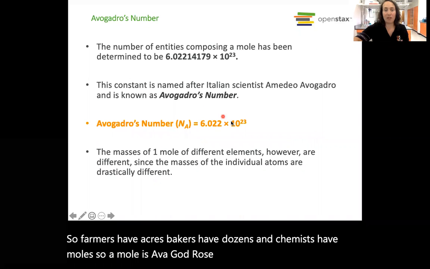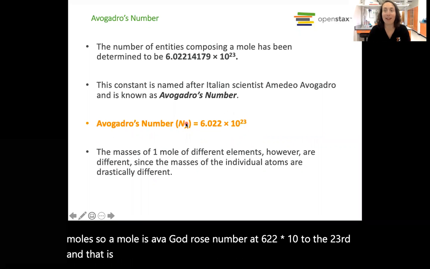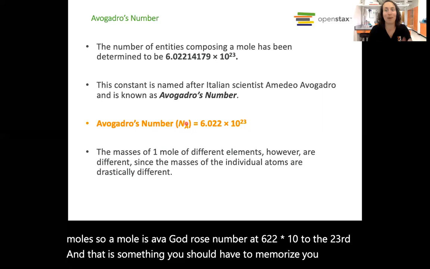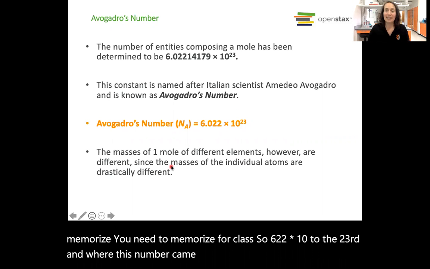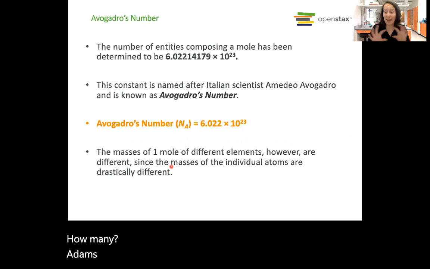It's 6.022 times 10 to the 23rd, and that is something you should memorize. You need to memorize it for class. So 6.022 times 10 to the 23rd. Where this number came from is that it was arbitrarily chosen as how many atoms of the isotope carbon-12 are in 12 grams.